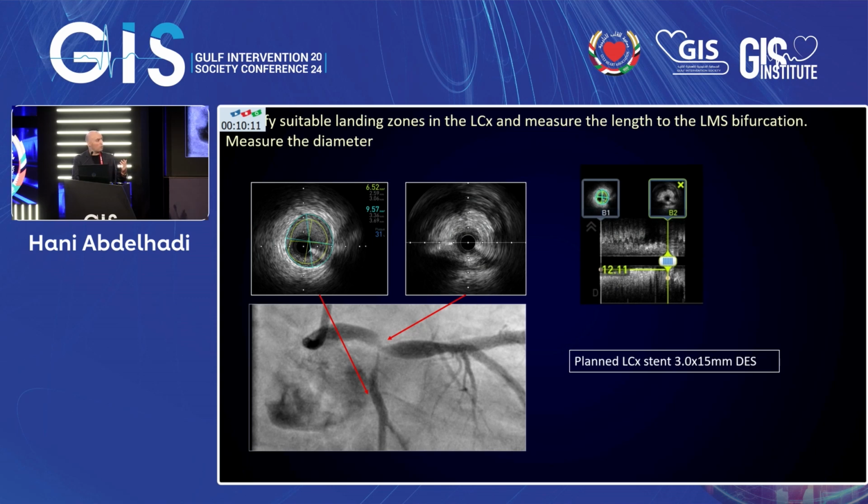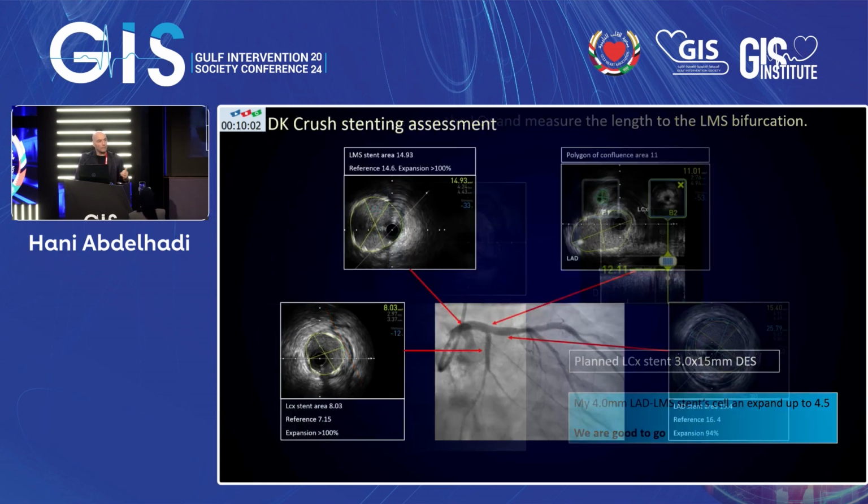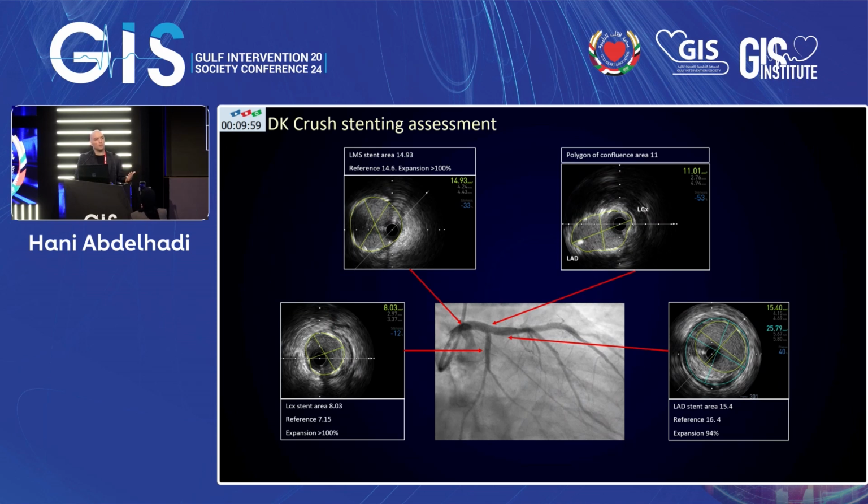So we also know our circumflex stent. Does it fit in with my strategy? Yes, because my LAD stent, the cell will go up to 4.5, so a 3mm stent is good. We're good to go. Here we go with a DK crush stent, and we reassess post-procedurally. We measure our expansion in 2 ways in left main. First, you look at your relative expansion compared to your reference vessel. And here we're 100% expanded, except in the LAD we're 94% expanded, more than good enough.